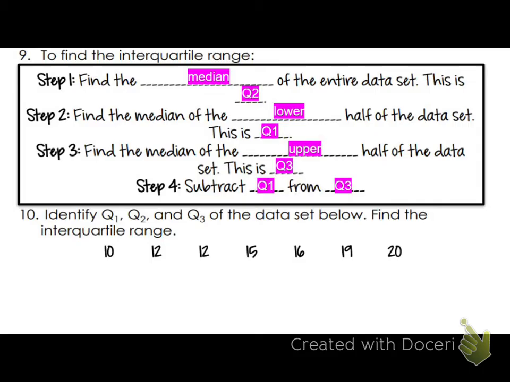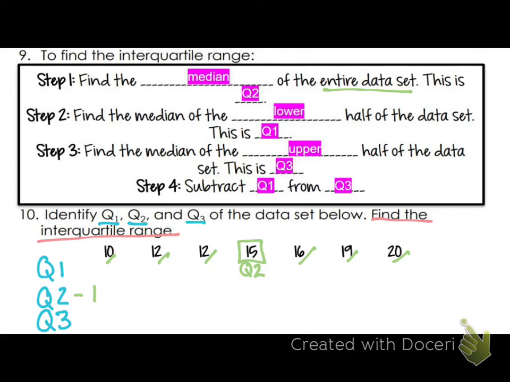So let's go ahead and look at this example. It says identify, so we're identifying Q1, Q2, and Q3 from the data set below. And then it tells us to find the IQR. So I'm going to write Q1, Q2, and Q3 right here, and we're going to find that first. If you remember, to find the quartiles, we need to find the median first. So the first one is going to be in the middle. I'm going to cross off 1 on each side, so I can still see it. And my middle is 15. That is going to be my Q2, because remember, Q2 is the median of the entire data set. So I'm going to write the number 15.